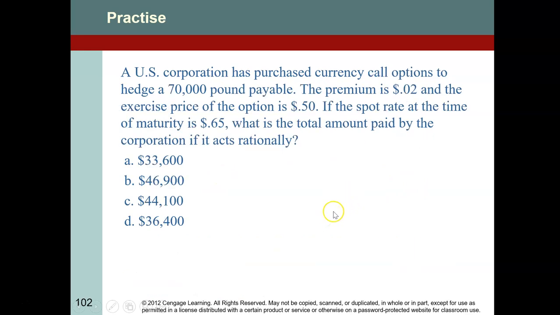Okay, next question. We have a call option to hedge a 70,000 pound payable. We need to purchase 70,000 pounds anyway for this payable. The premium is 0.02, the exercise price is 0.5, and the spot rate is 0.65. What is the total amount paid if this corporation acts rationally?